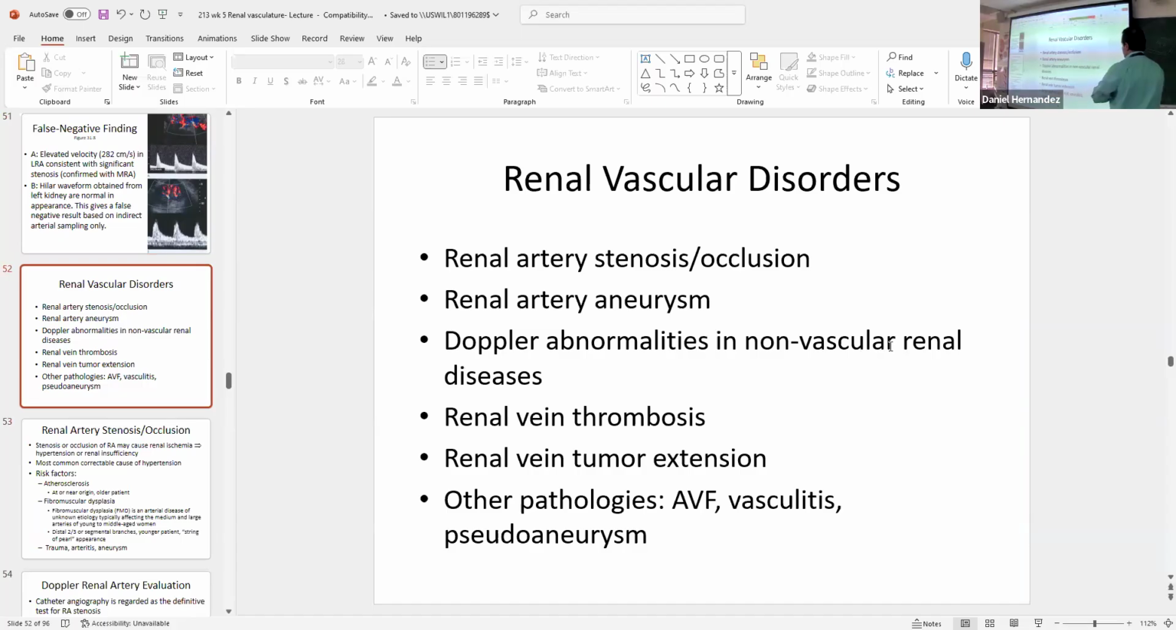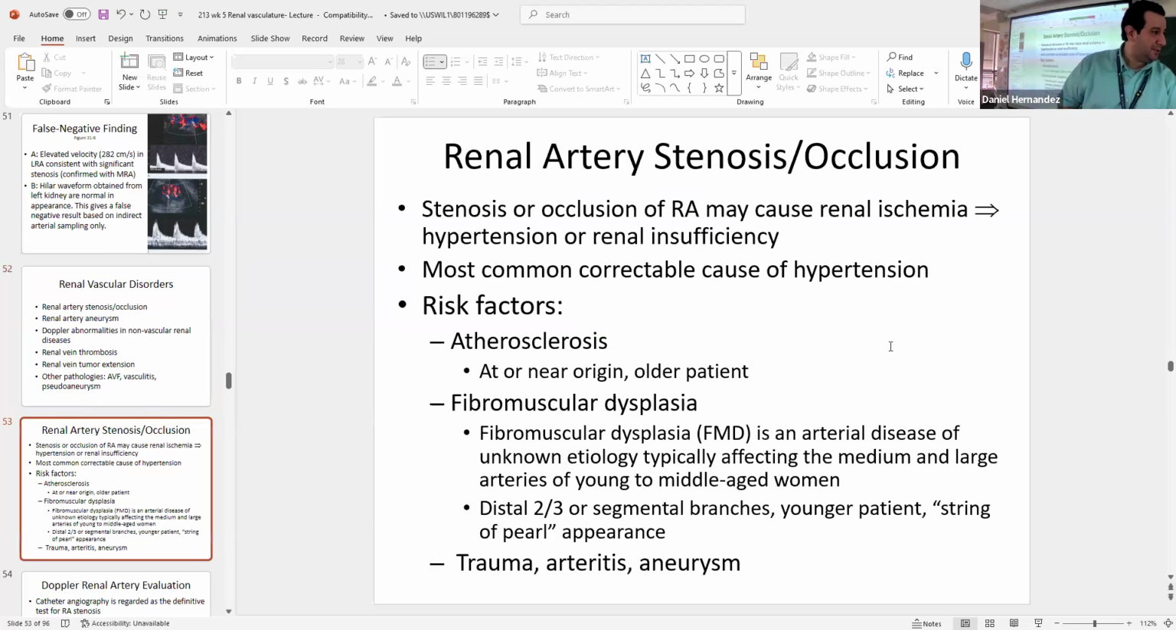All right, so vascular disorders, let's go over stenosis, aneurysm, some non-vascular causes of renal disease, renal vein thrombosis, the tumor extension, and then some additional pathologies.